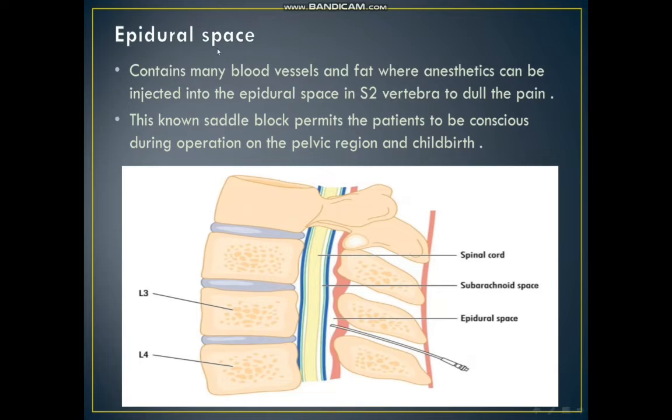Here we can see the epidural space contains many blood vessels and fat, where anesthetics can be injected into the epidural space at the second sacral vertebra to dull the pain. This is known as a saddle block, and it permits the patient to be conscious during an operation on the pelvic region and during childbirth. So in this region, at the first lumbar, third and fourth lumbar vertebra, and second sacral vertebra, the epidural space is thicker, and when you insert the needle, the thicker space helps you not to inject into or damage the spinal cord.